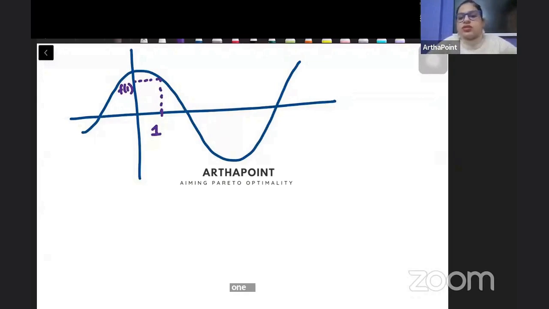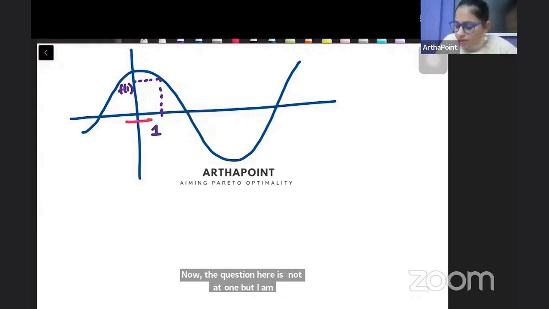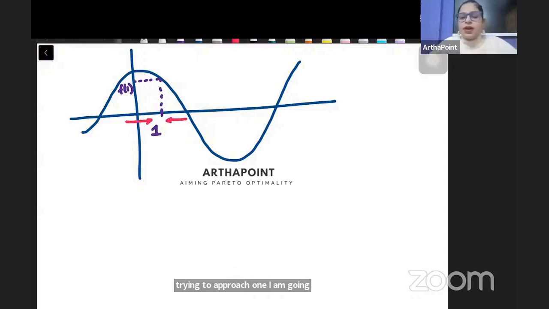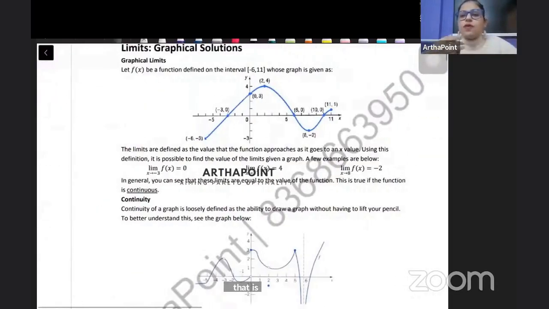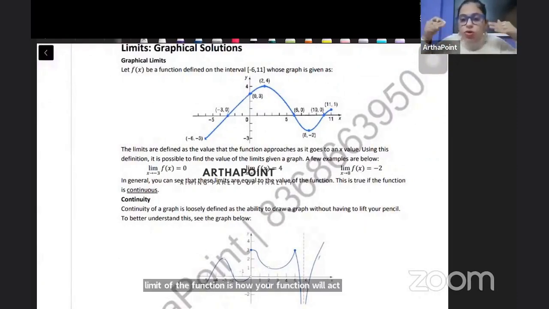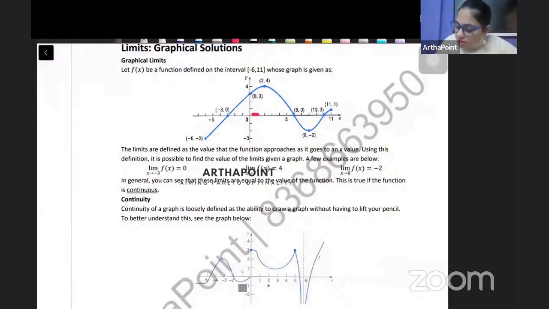Now the question here is ki what happens when I am approaching 1. I am not at 1, but I am trying to approach 1. I am going towards 1. Then how my function acts, that is called as limit of the function. So the limit of the function is how your function will act. कैसे आपका function चलेगा जब आप एक particular value को approach करोगे. जब आप यहां से और यहां से एक particular x को approach करोगे तो आपका function क्या value लेगा? What value your function will be taking? That is the concept of limit.